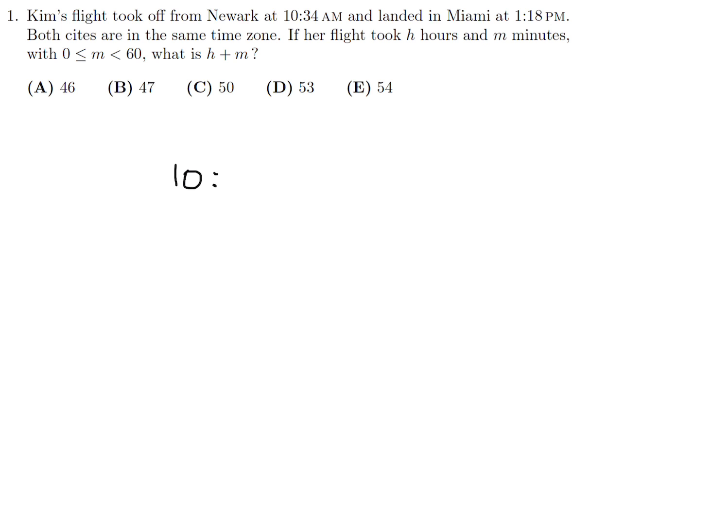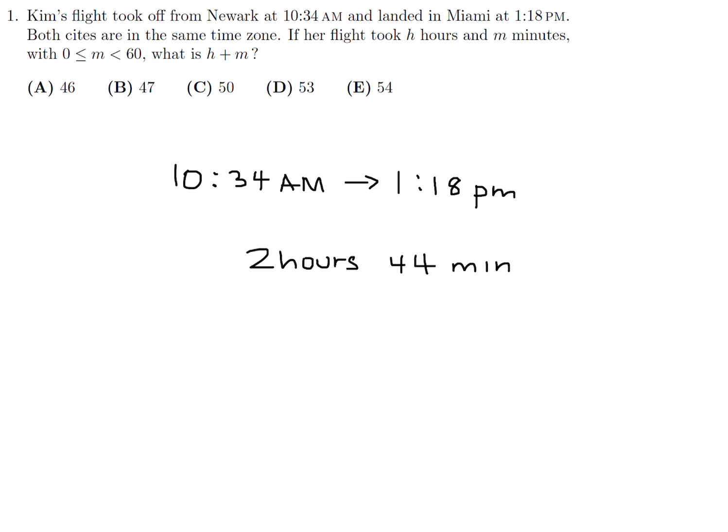10:34 a.m. until 1:18 p.m. In terms of hours and minutes, that is 2 hours and 44 minutes. So that means h is equal to 2 and m is equal to 44. So h plus m is equal to 2 plus 44, which is 46. So number 1, the answer is A.